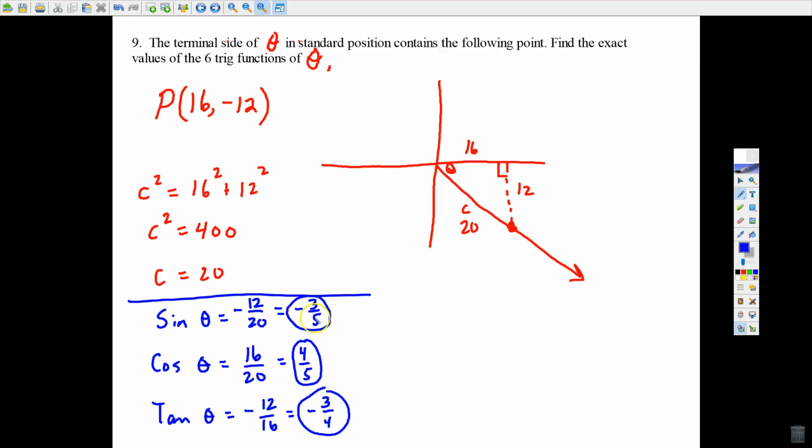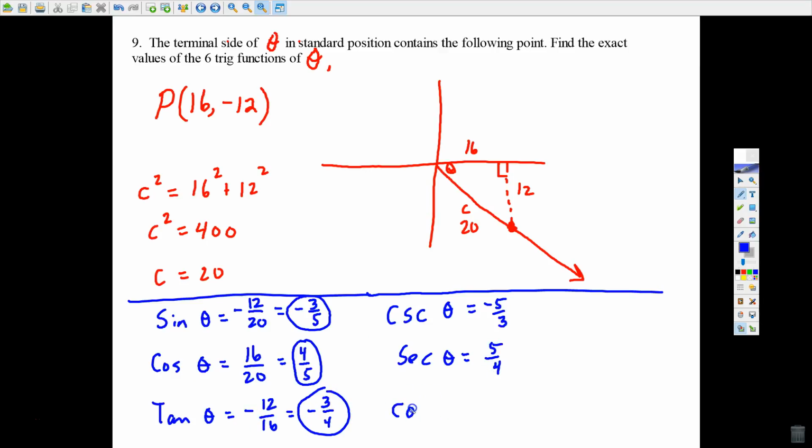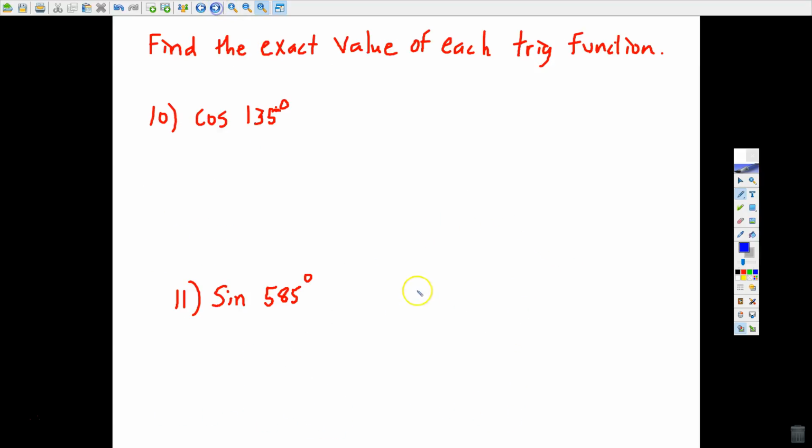And now we work on the reciprocals of those. So for sine, that is cosecant. And so we just take negative 3/5 and flip it over. For cosine, that's secant. So that's going to be 5/4. And for tangent, of course, that's cotangent. And that's negative 4/3. And there you have all of your answers for number 9.